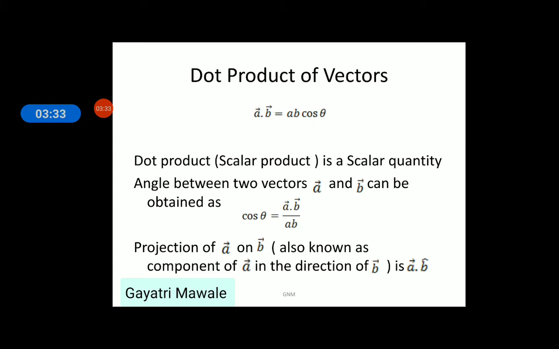Projection of vector A on vector B, also known as component of vector A in the direction of vector B, is vector A dot B.